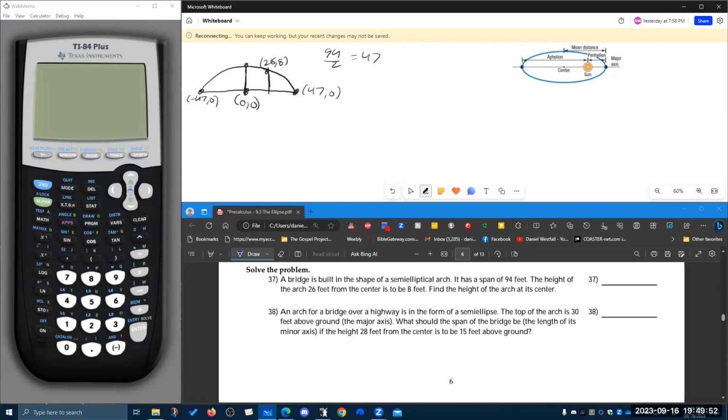They want to know the height of the bridge here, which is going to be b in my formula, since that's my distance from the center to the additional point along the minor axis. So we have x squared over 47 squared plus y squared over b squared equals 1. Then I'm going to stick in these numbers for this point.